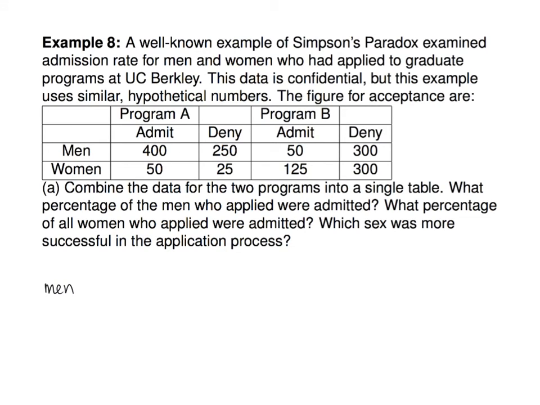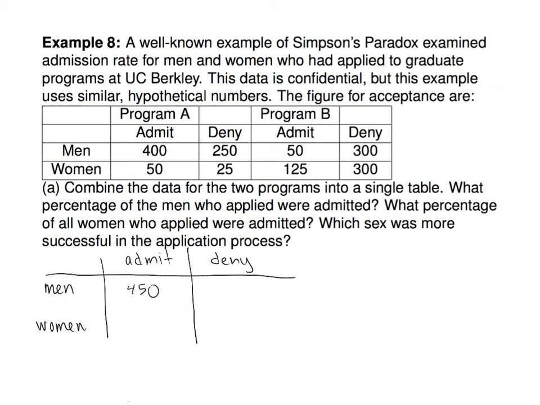So first, making this into a single table. We have men, women, admit, deny, and we'll have new totals as well. The men who were admitted: there were 400 admitted to program A and 50 admitted to program B, so that's 450. Denied, 250 plus 300 is 550. And of course the total is a nice even 1,000.